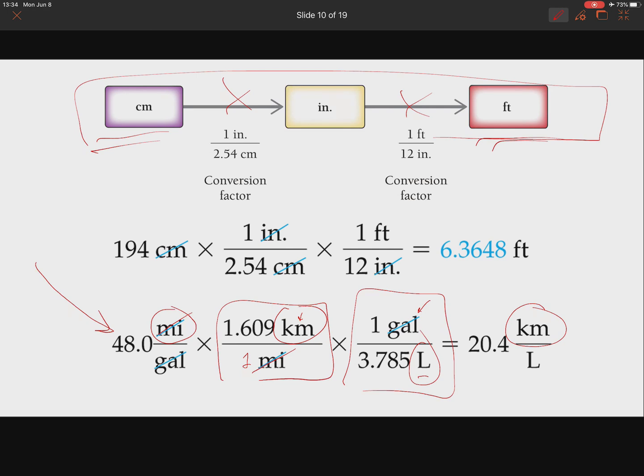All the numbers are in place. We still have to do the math: 48 times 1.6 divided by 3.7. Practice that in your calculator and make sure you do get 20.4. A lot of you probably need some calculator practice and just get used to the functions on your calculator. And so that's how you would handle a double unit like that.